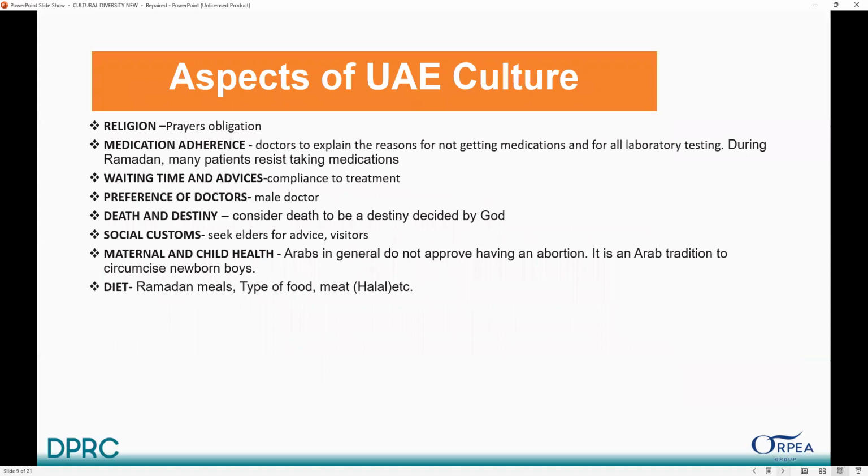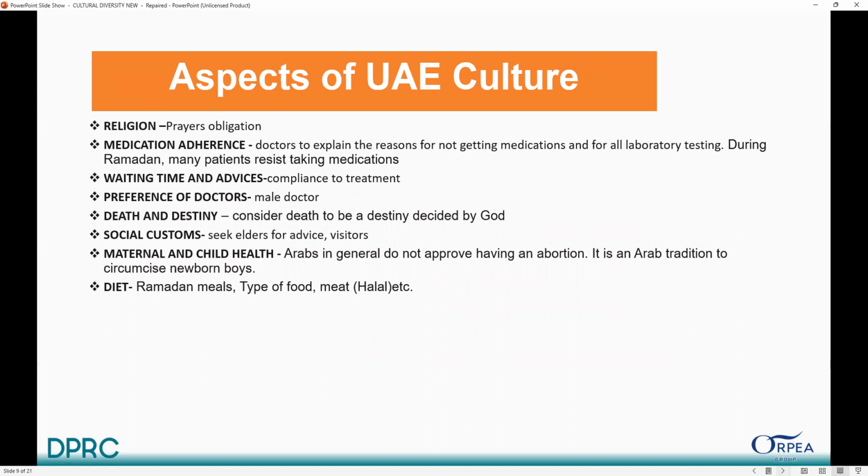Aspects of UAE culture. Religion, prayers, obligation, medication adherence. Doctors should explain the reasons for medications and for all laboratory testing. During Ramadan, many patients resist taking medications. Waiting time and advice, complaints about treatment, preferences for male or female doctors, death and destiny. Arabs consider death to be a destiny decided by God. Social customs: seeking elders for advice.